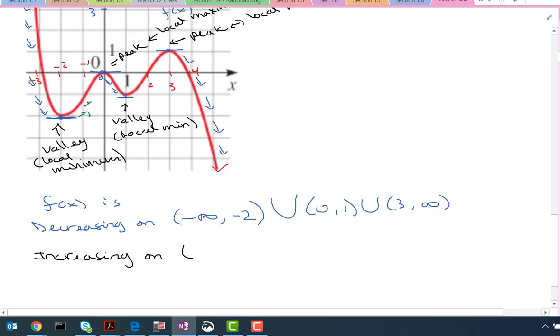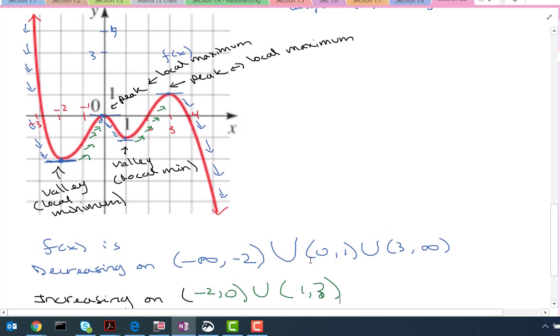So it's increasing as it moves up. The y values move up, the function values. So we have two intervals where it increases. So this will increase from the valley, so -2 to 0, or from 1 to 3. And so that will be how our function increases and decreases.